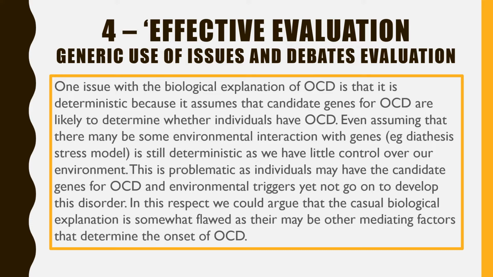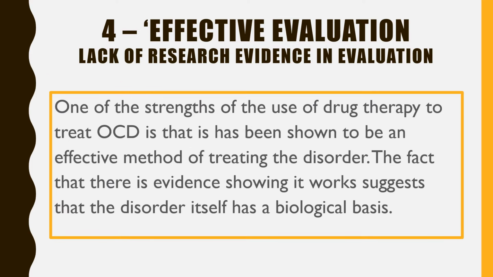So you see what I've done there, which I didn't do in that first paragraph. I've explained why it's deterministic, and I've done that in the context of candidate genes, but I've even drawn in the diathesis stress model and said, you know what, even if we bring in the diathesis stress model, it's still a deterministic explanation. Then I've said why this matters in terms of what the problem is: people could have the genes, they could have the environmental stresses, and not go on to develop OCD. What that tells us is there must be some flaw in this explanation because it doesn't explain everybody.